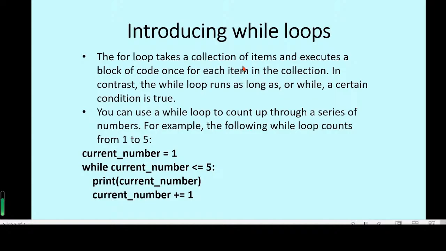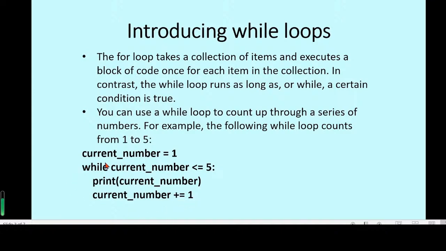The for loop takes a collection of items and executes a block of code once for each item in the collection. In contrast, the while loop runs as long as, or while, a certain condition is true. You can use a while loop to count up through a series of numbers. For example, the following while loop counts from 1 to 5. We set current number to 1 initially. Then we do a while loop, check if current number is less than or equal to 5, then print this current number. Then inside this while loop, we also increase this current number by 1.